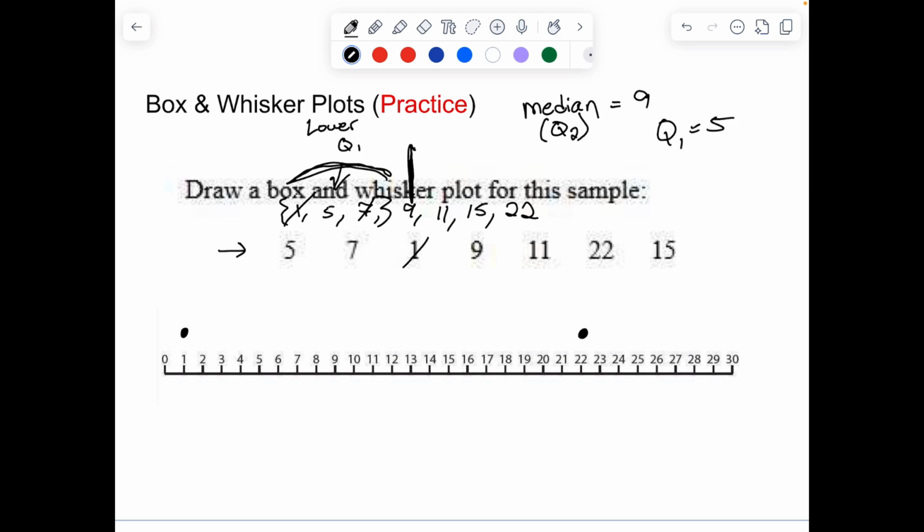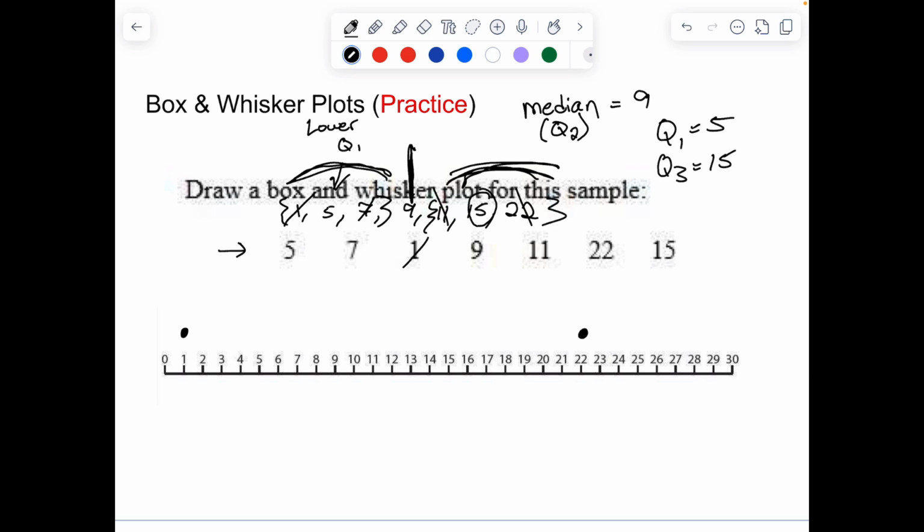Q1 is 5. Now we're going to do the same thing for the upper half of the data, which is over here. We have 11, 15, and 22. We're going to cross off 1 in the front, 1 in the back to find our median. And our median here of the upper half is 15. So our Q3 is 15.